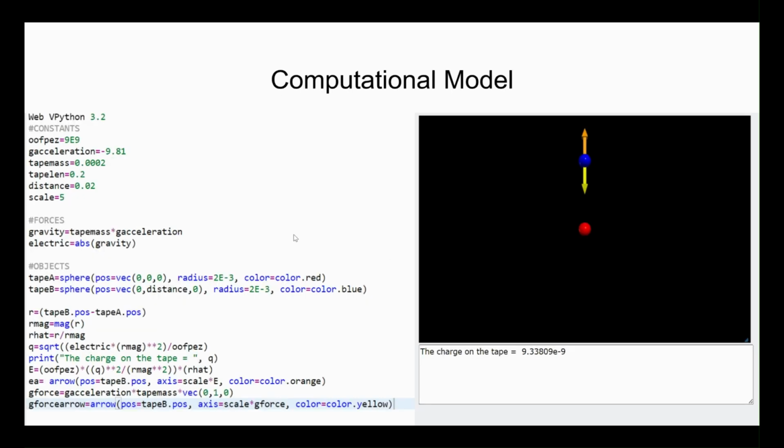Then I constructed a computational model based off of the observations I made in the experiment in order to represent the gravitational force on tape B, as well as the electric force induced by the electric field of tape A on tape B. As you can see here, the red sphere represents tape A and the blue sphere represents tape B. And then I also used the computational model to calculate the charge on the piece of tape B, which was very similar to the results I got during the experiment.